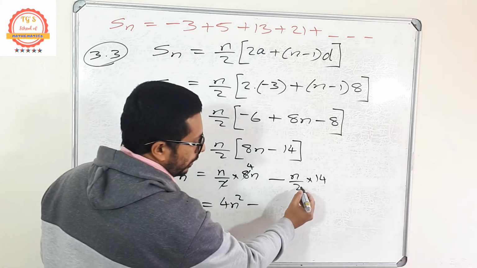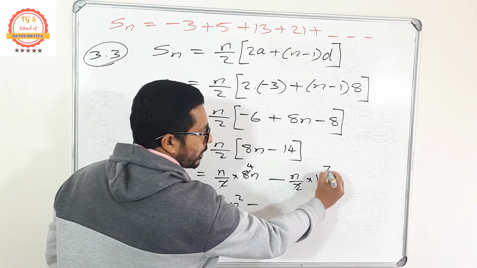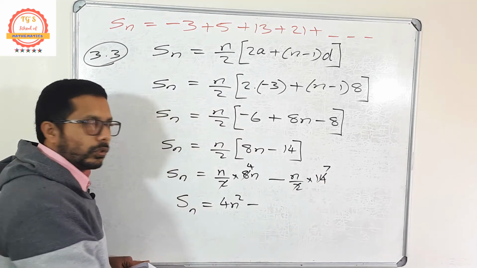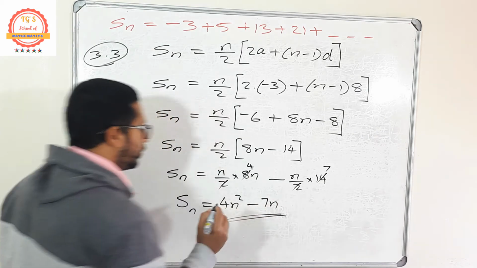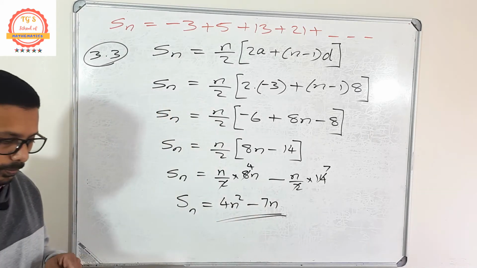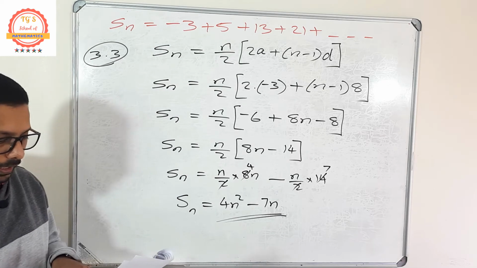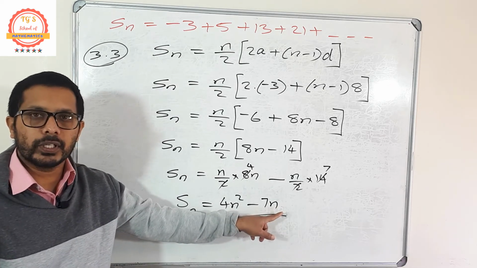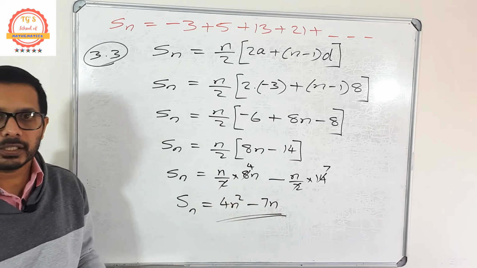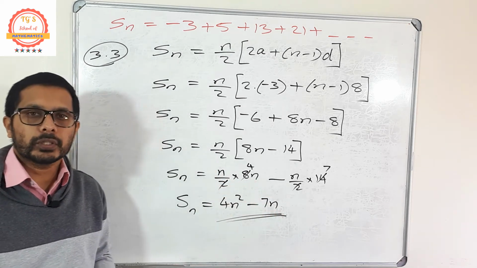Minus, here this 2 and 14 cancel, here it is 7. So 7 into n is minus 7n. So now look at the question once more. 3.3. Show that Sn is equal to 4n squared minus 7n. So we got the answer. So that is question number 3.3.